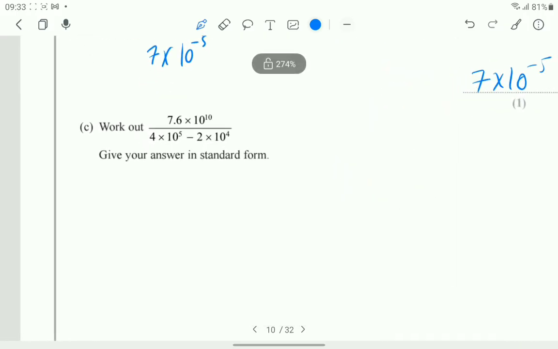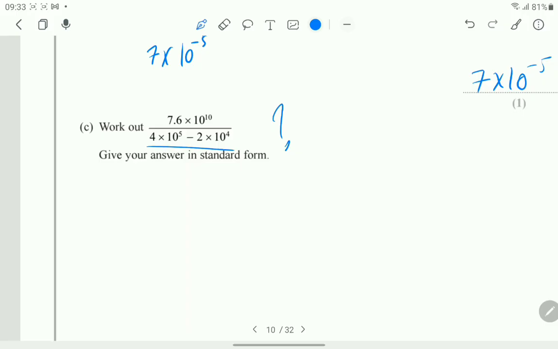C part says work out 7.6 times 10 raised to the power 10, divided by 4 times 10 raised to the power 5 minus 2 times 10 raised to the power 4. Since calculators are allowed on this exam, technically there is no point in this question, so you could solve it with the calculator, or if you want to show one extra step, just put this denominator in the calculator and then simplify it.